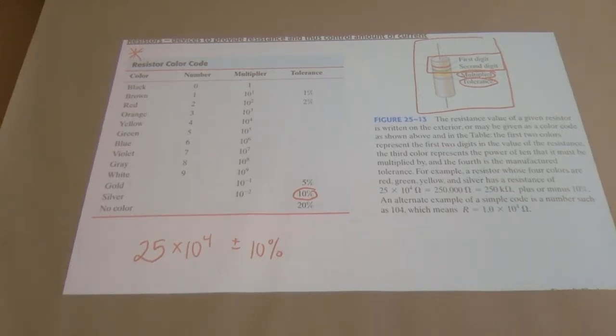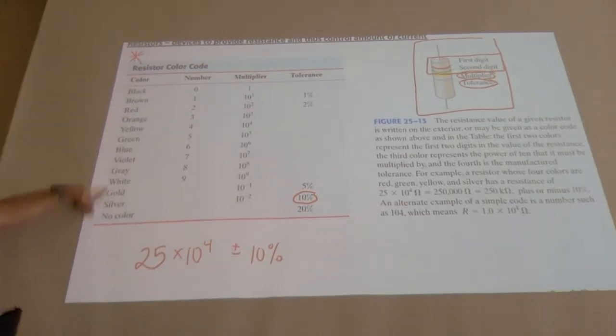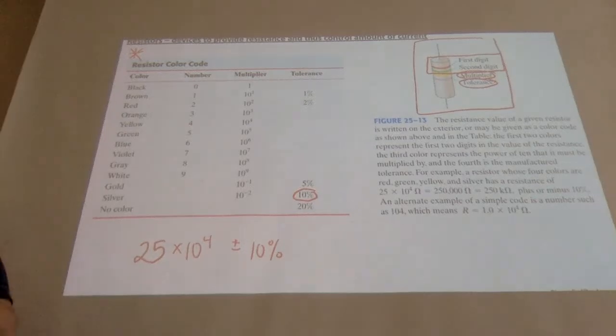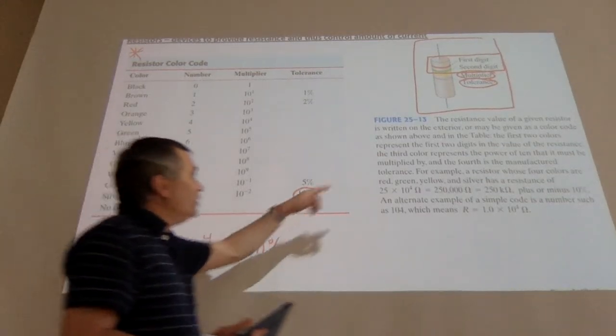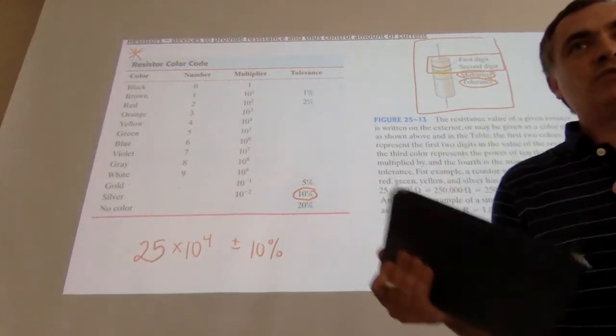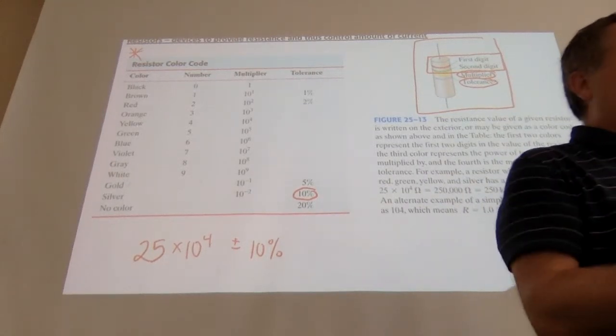If you're wondering, how do you know the bands don't go the other direction? Well, if you see a silver or a gold band at the end, notice they only exist here once and they don't correspond to a number. They only correspond to a tolerance. So the end that has the silver or gold band on it is the last one, the 4th one. You want to start from the other end, okay?